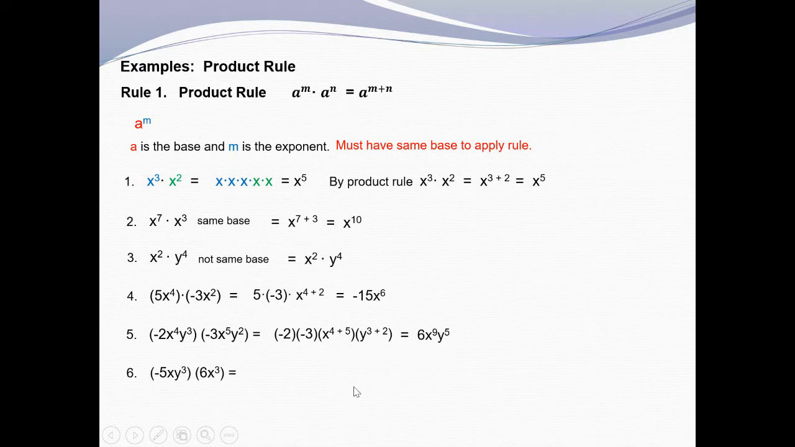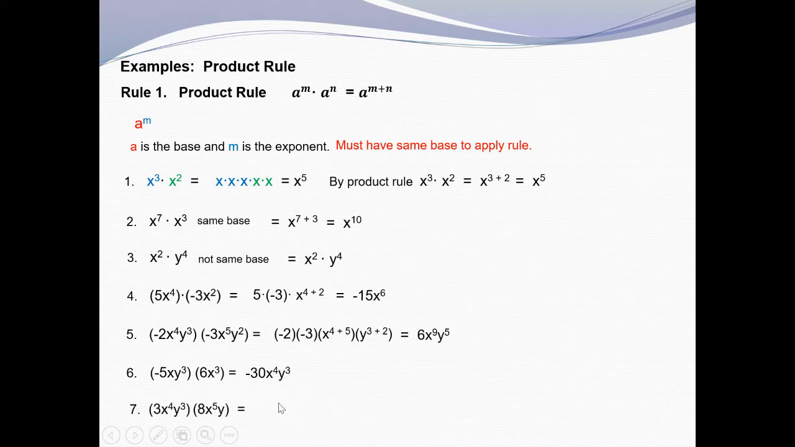Example number 6. We have parentheses -5x y cubed, close parentheses, times, open parentheses, 6x cubed. Okay. So again, we're going to multiply the -5 times 6, which will give us -30. And then we have x times x cubed, same base for the x's. So we're going to add the 1 plus 3 is equal to 4. And the y just stays how it is, because on the 6x cubed, there's no y there. So we just bring the y over. So this is my result, -30 x to the 4th y cubed.